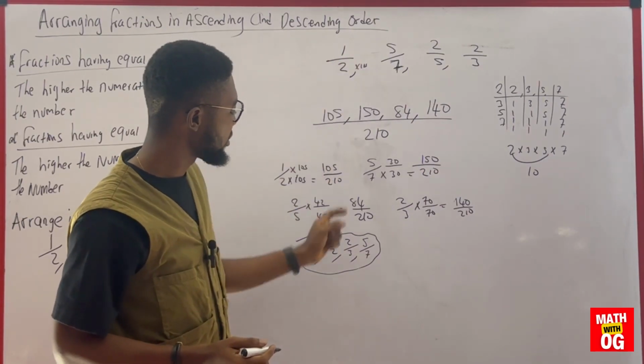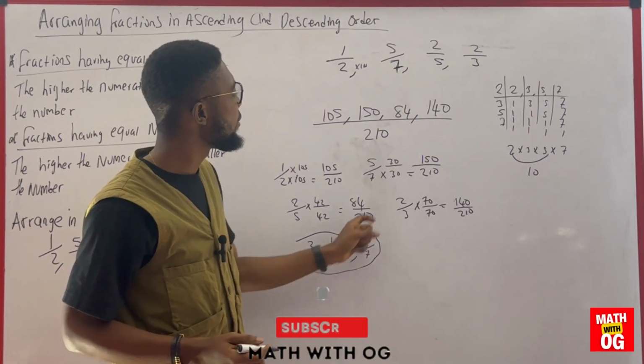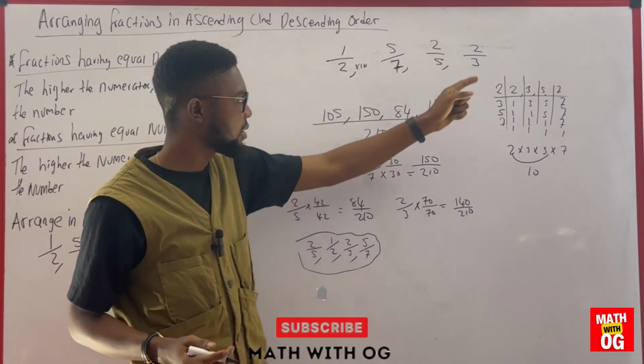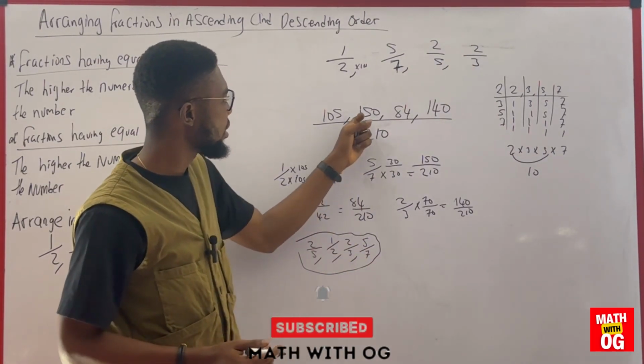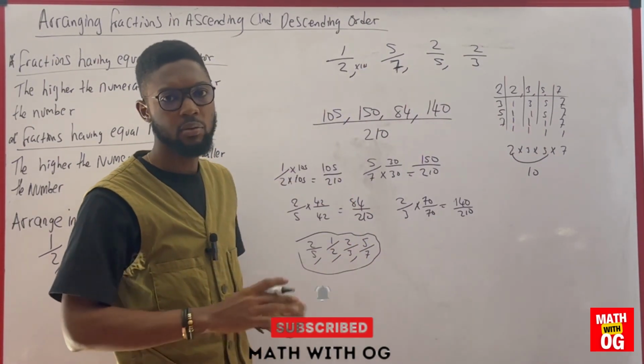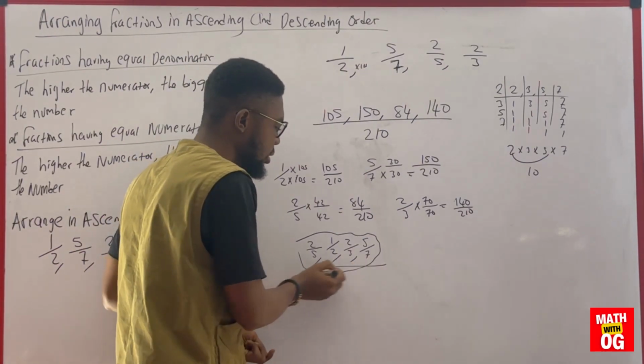What is it standing for? 1 over 2. Next is 140. What is it standing for? 2 over 3. And lastly, you have 150 standing for 5 over 7. So that is your answer in ascending order.